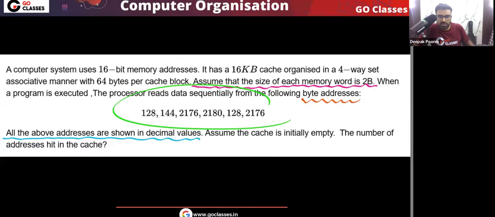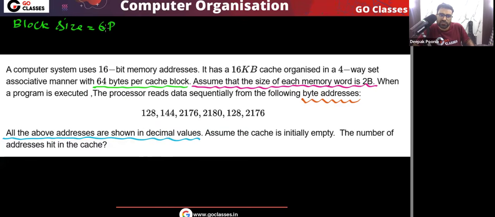From these main memory addresses, or I can say from these byte addresses, first let's find what are the block numbers, to which block these addresses belong. And remember the block size is given to you, that is 64 bytes. So you can see that block size, that is 64 bytes.